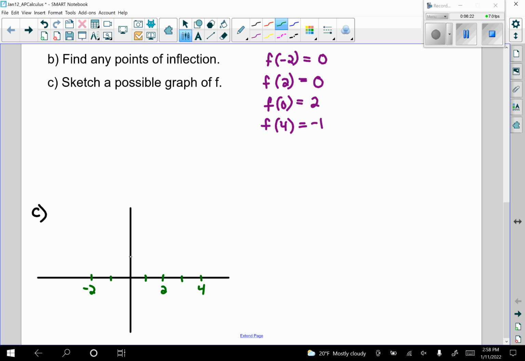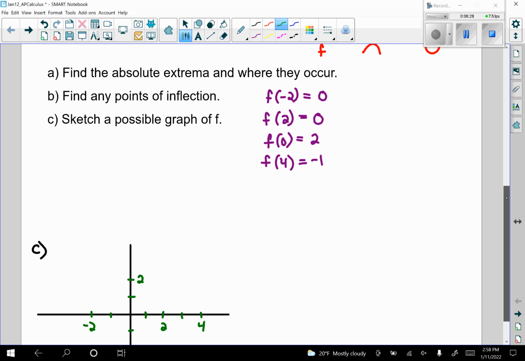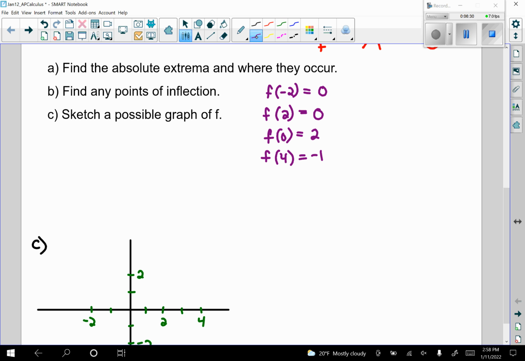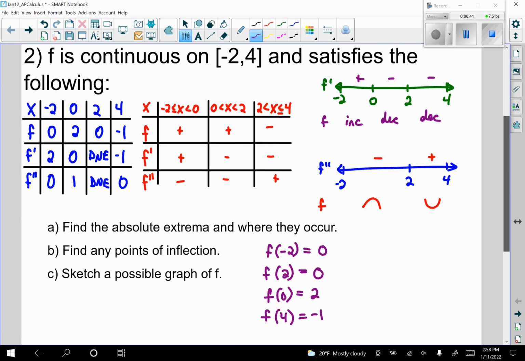I'll just count up to 2, down to -2. All right, so I'm going to plot those 4 points. So we have -2, 0, 0, 2, 2, 0, and 4, -1. So we know we're increasing from -2 to 0, and then we're decreasing after it, and we're concave down.